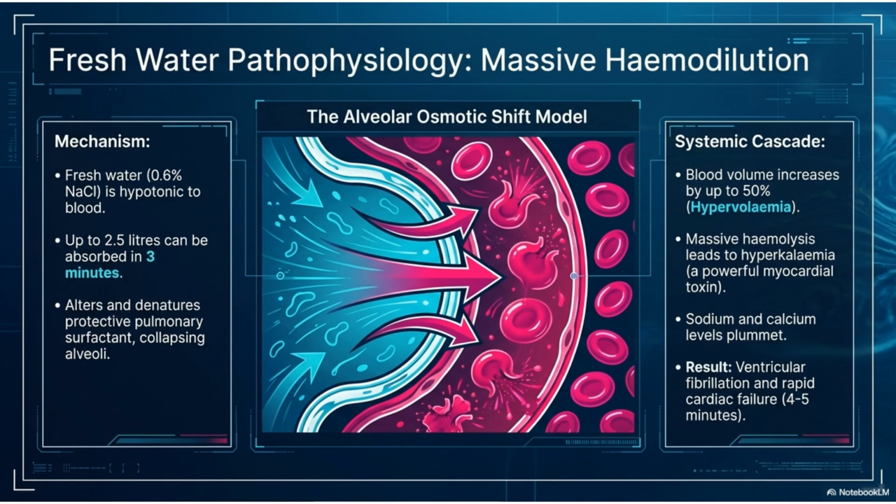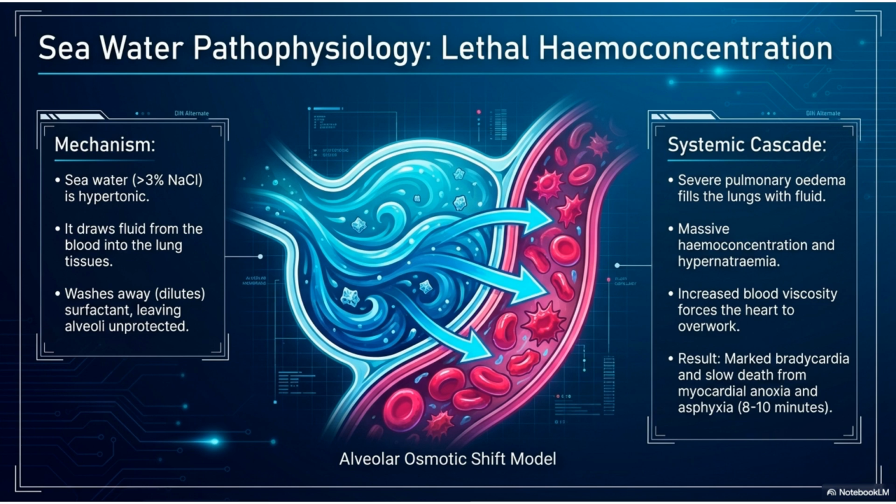Freshwater drowning causes massive hemodilution. The hypotonic water absorbs into the blood, leading to hypervolemia and massive hemolysis. This results in ventricular fibrillation and rapid cardiac failure within 4 to 5 minutes. Seawater drowning causes lethal hemoconcentration. Hypertonic seawater draws fluid from the blood into the lungs, leading to severe pulmonary edema. This results in massive hemoconcentration, hypernatremia, and ultimately slow death from myocardial anoxia and asphyxia in 8 to 10 minutes.